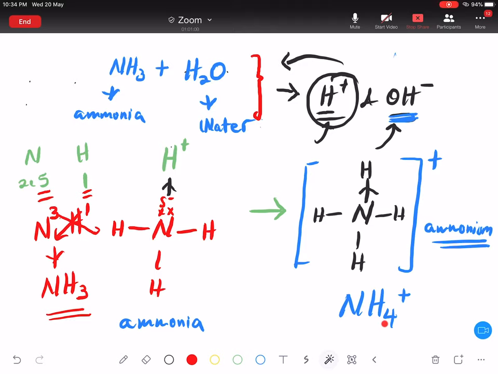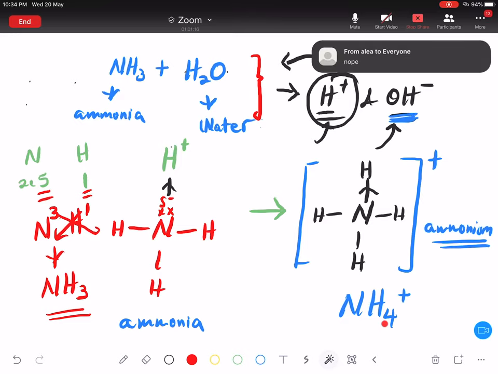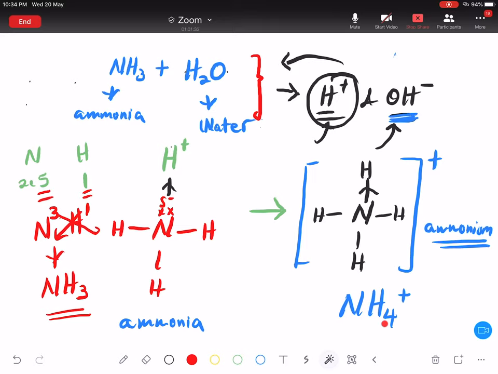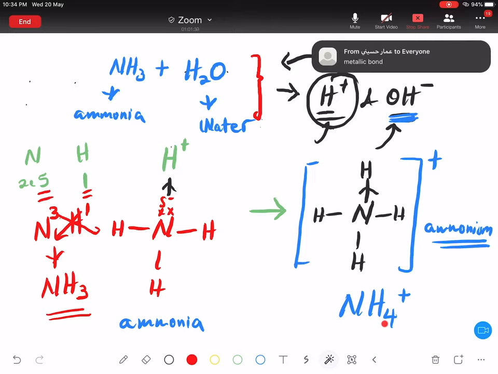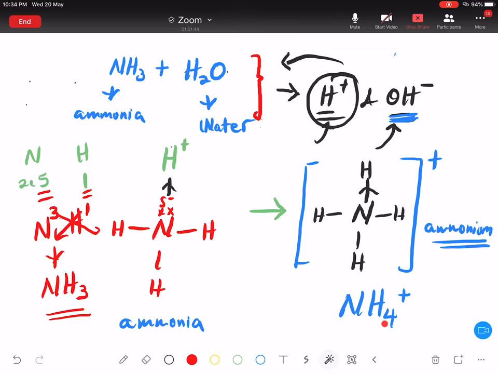Okay, good. Any other question? Question? No, eh? Some more crystal clear, eh? Okay, this will end our dative covalent bond. After this, we are going to enter the metallic bond, ikatan logam. So get ready, guys.